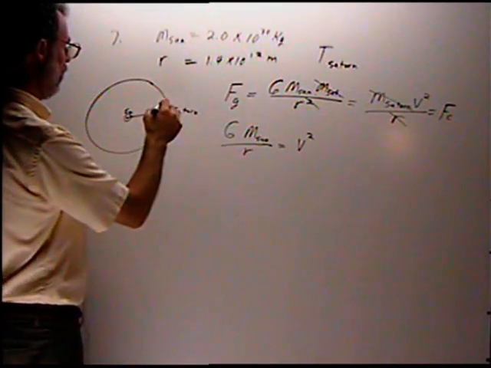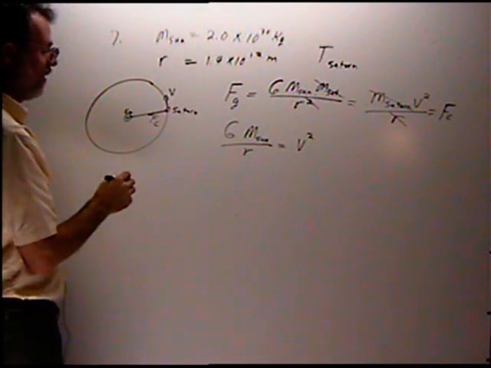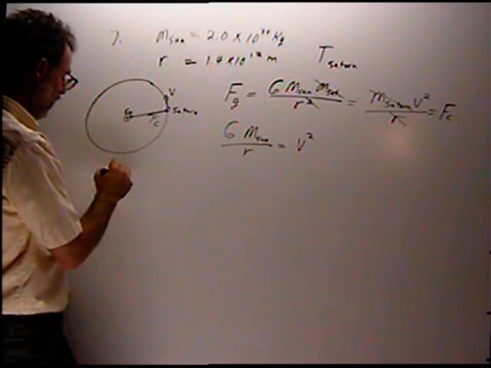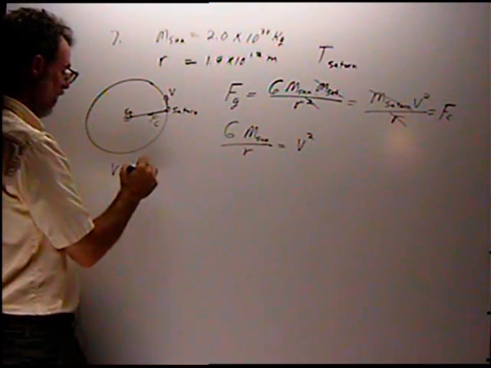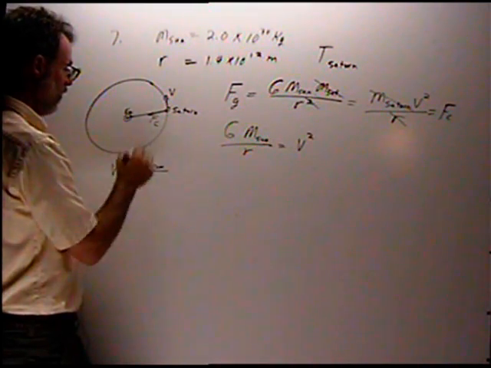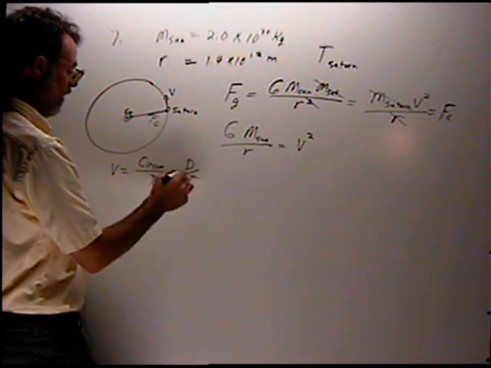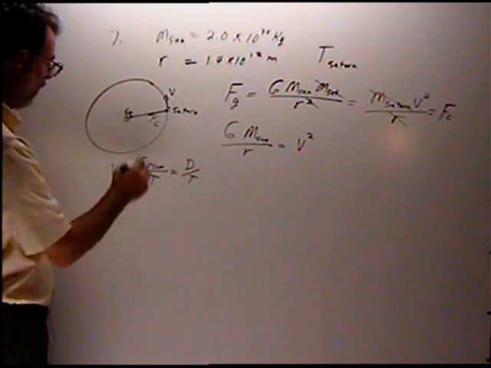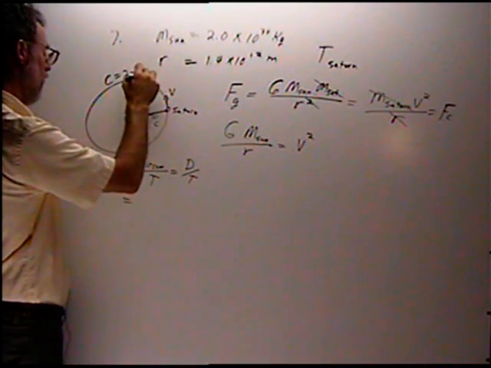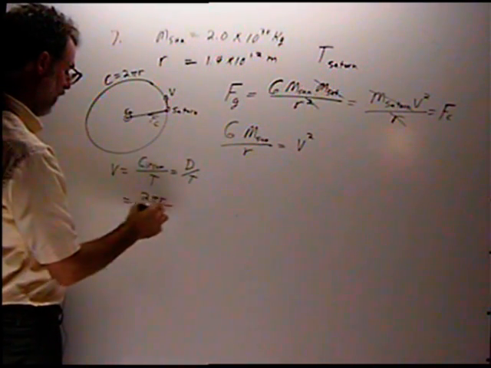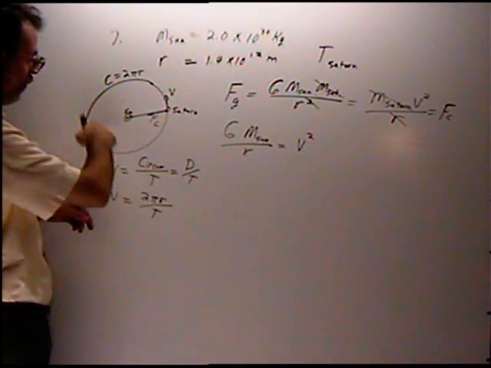Now the v squared, remember v is the velocity. Now what is v? V is a distance traveled divided by the period. Basically, it's the distance divided by the time. The circumference, assuming this is a completely circular orbit, is 2 pi r. So we have 2 pi r over T, where T is the time for one complete revolution.